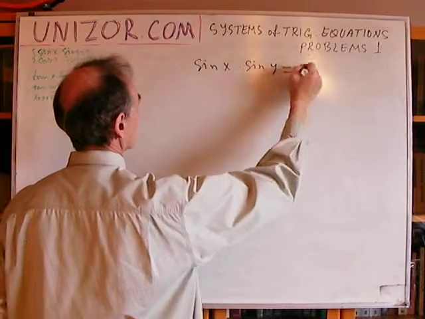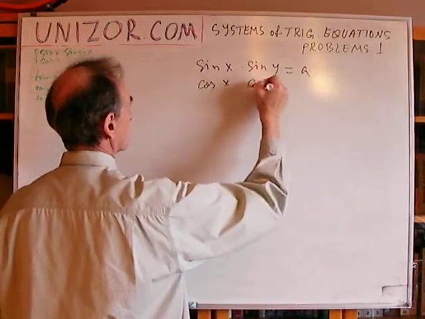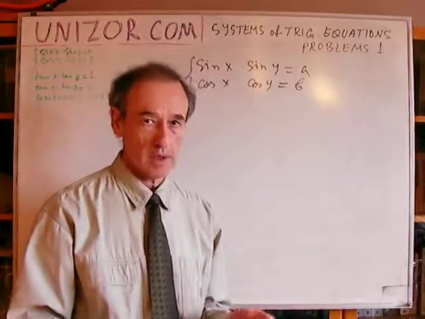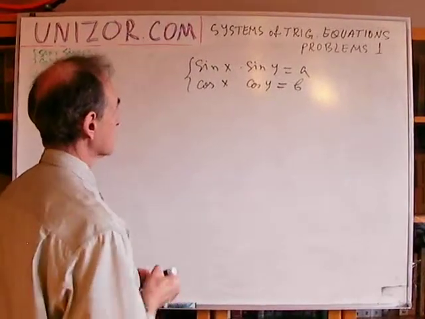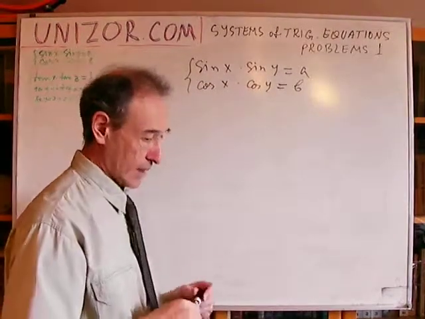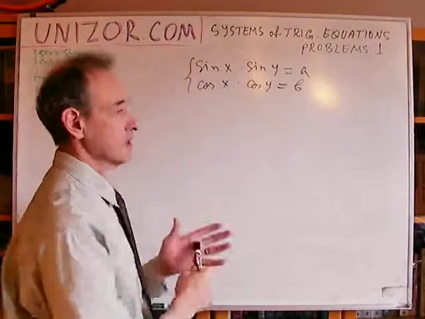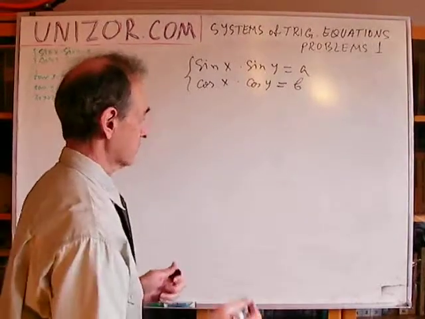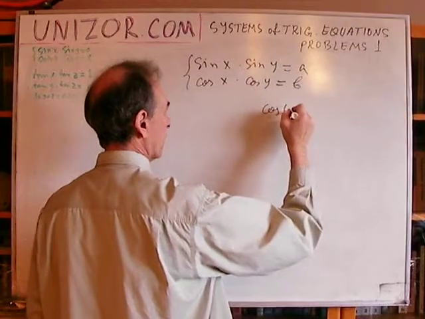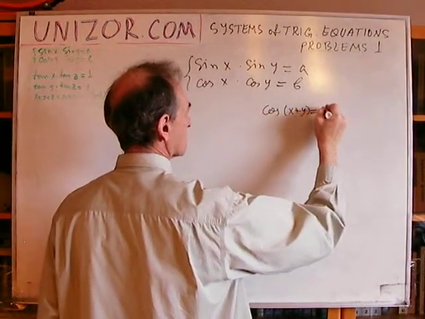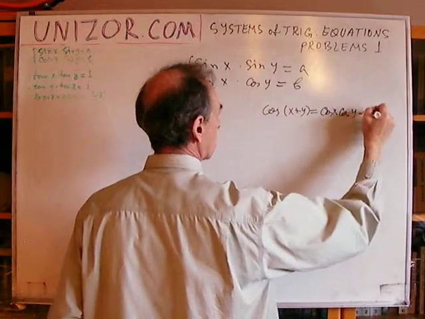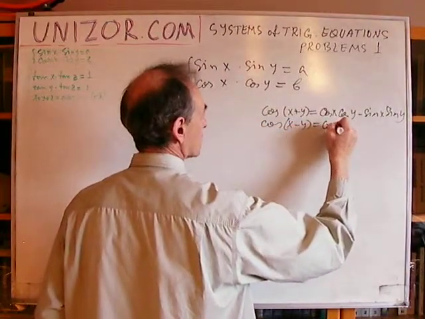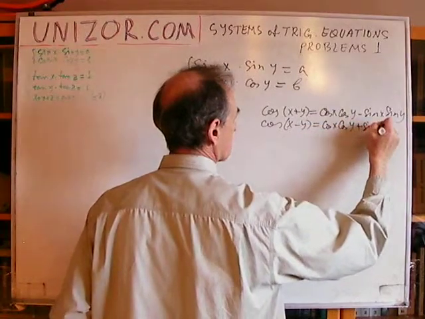Sine x sine y equals a, cosine x cosine y equals b. So that's the system. Two variables, x and y, and two equations. Looking at this, I immediately see the formula for cosine of a sum of two angles and cosine of a difference of two angles. So cosine of x plus y equals cosine x cosine y minus sine x sine y, and cosine of x minus y equals cosine x cosine y plus sine x sine y.